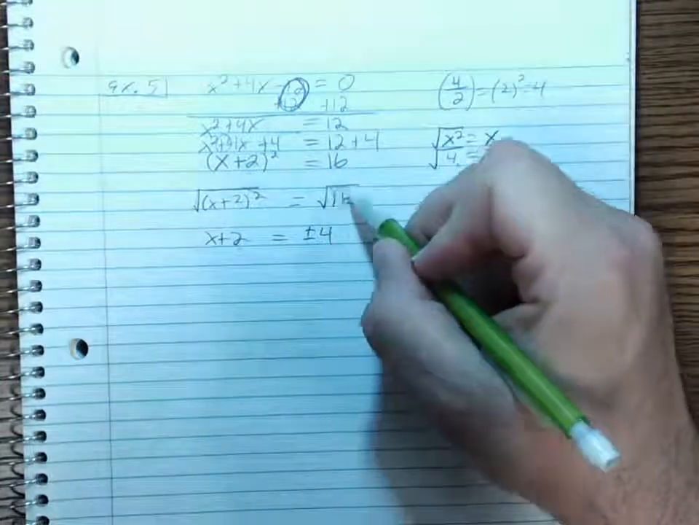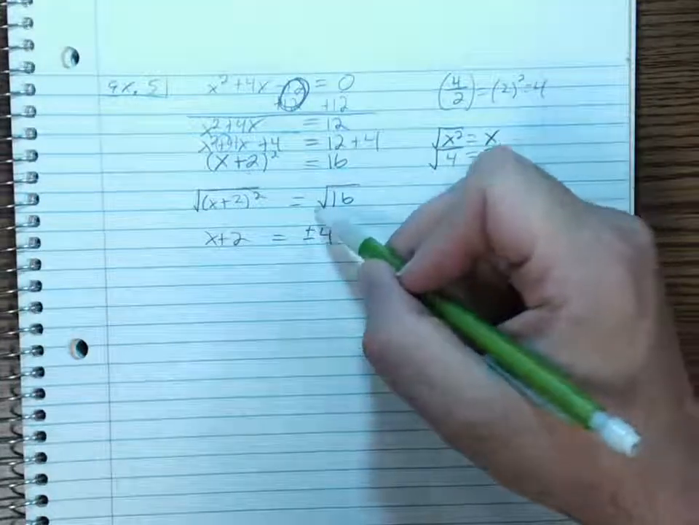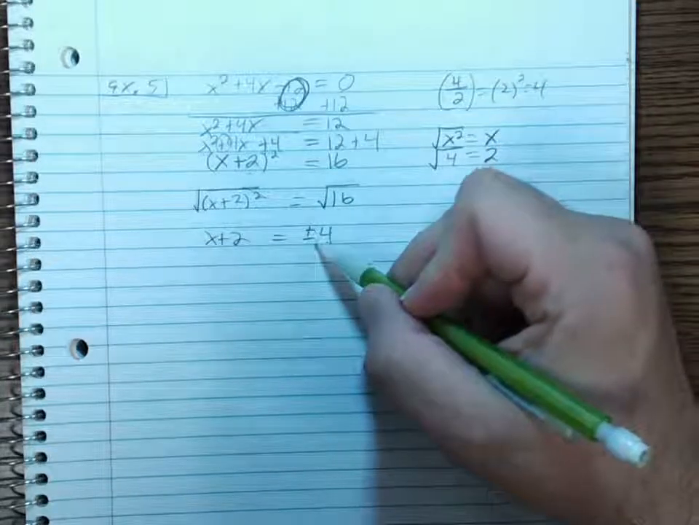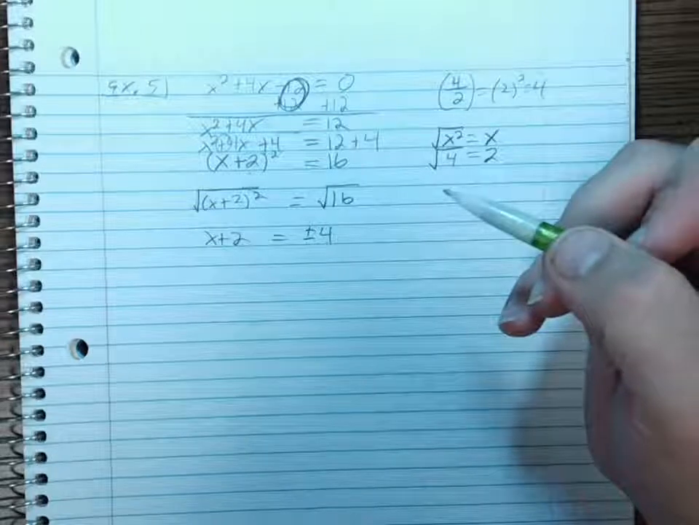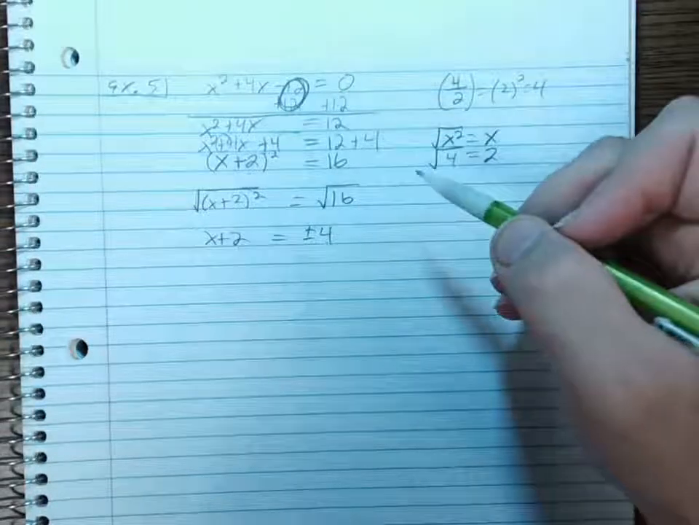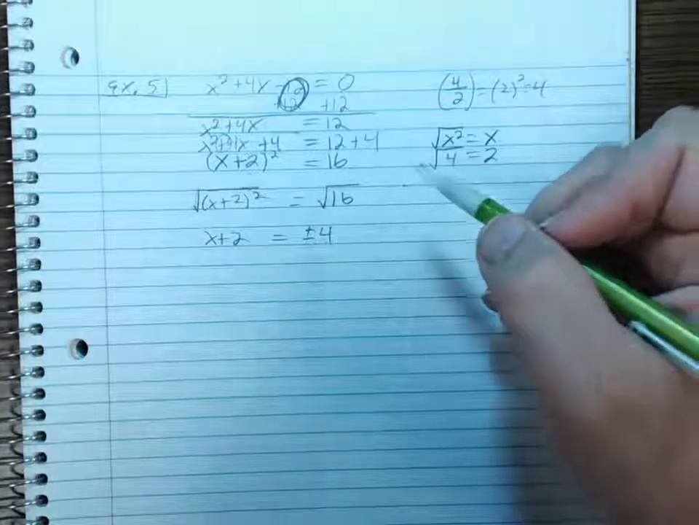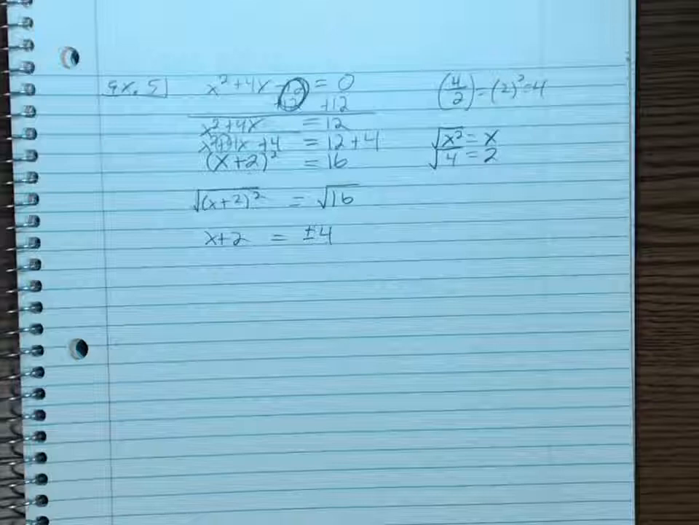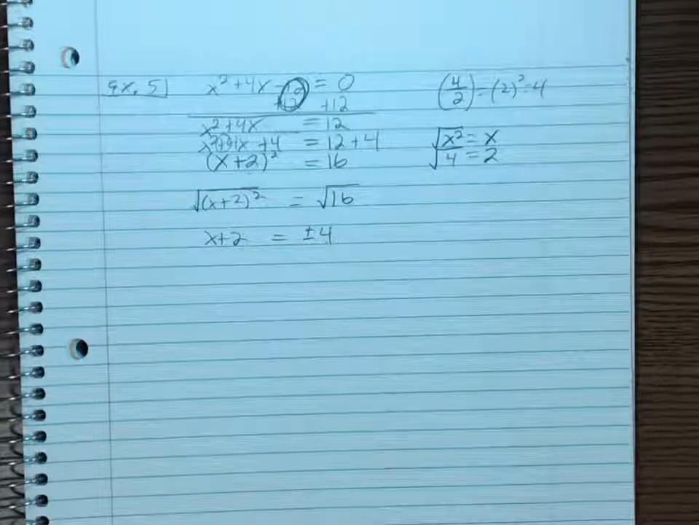On the right, I took the square root of 16. Now, when you introduce the square root sign, you have to consider both the positive and the negative roots. Think about it. 4 times 4 is 16. Negative 4 times negative 4, also 16. No two ways about that. That is just the way it is.